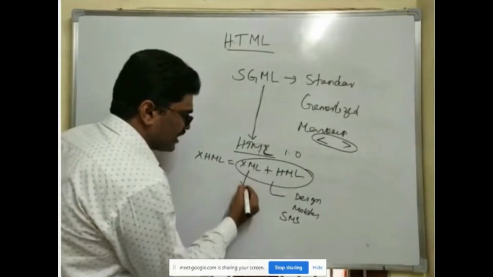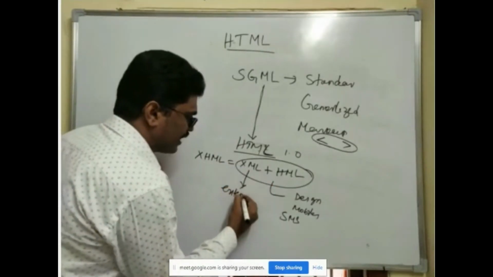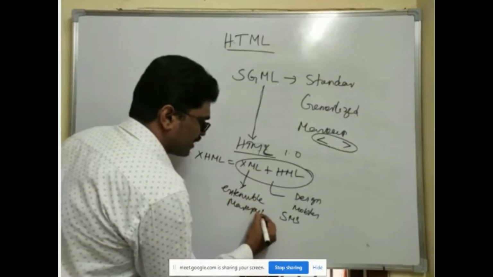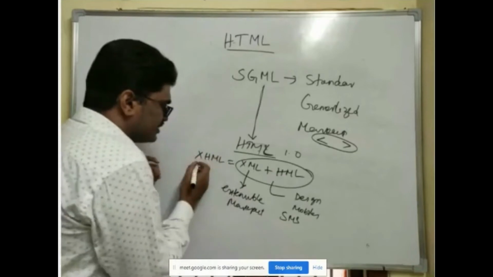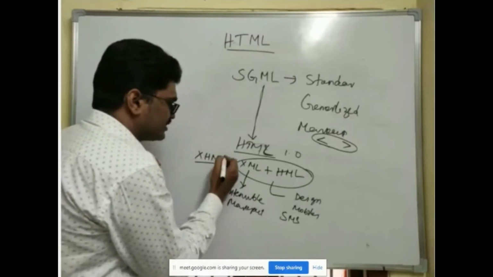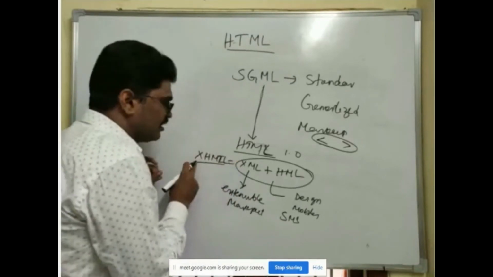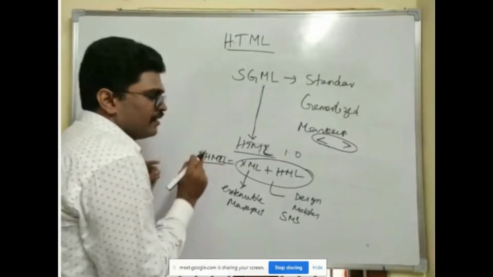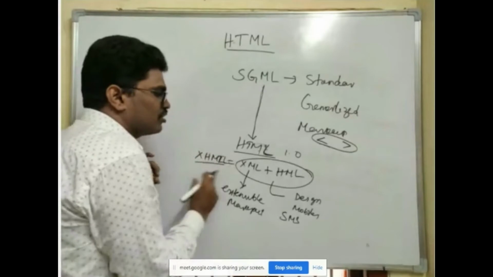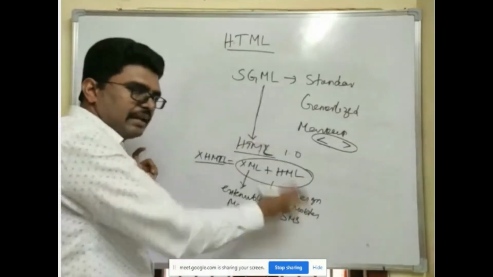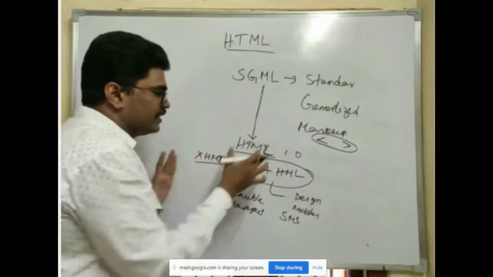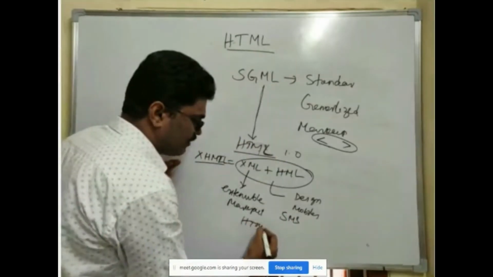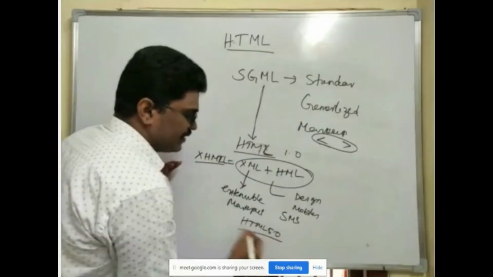So XML stands for Extensible Markup Language. Now what is XHTML? XHTML is Extensible Hypertext Markup Language, or Extensible HTML. Extensible HTML brought a lot of changes to your HTML. Okay, so first we'll begin with HTML and later we'll end with HTML5.